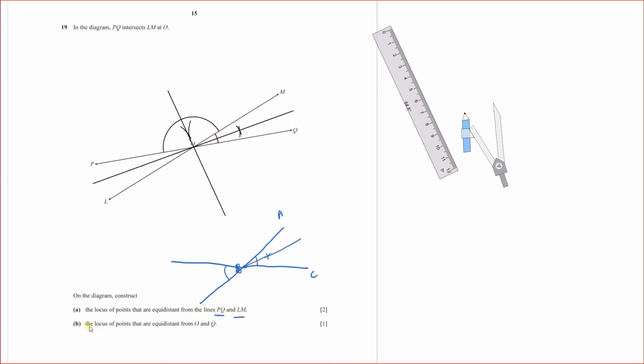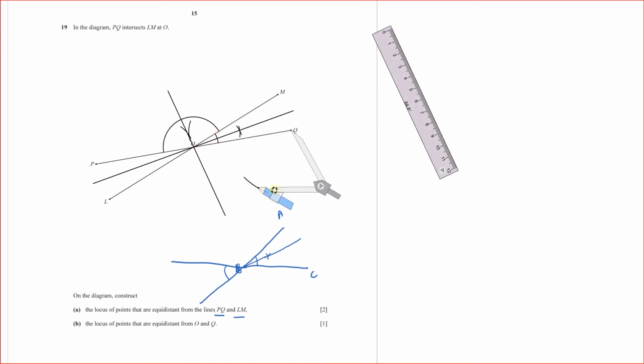Part B is construct the locus of points that are equidistant from point O and Q. So now you have 2 points. To draw the locus, you have to draw the perpendicular bisector of line OQ. You can draw it by placing your compass on one of the edges, which is Q in this case. Make sure you open the compass more than half the length of this line. So line OQ is this, and I've opened it up more than half the length of this line, and I'll draw an arc here.